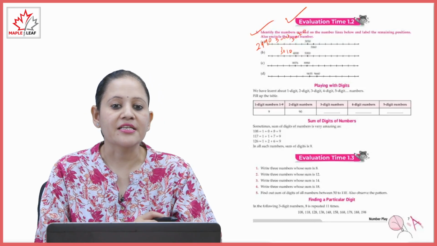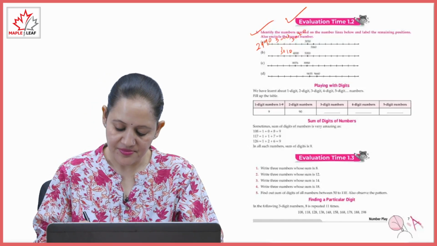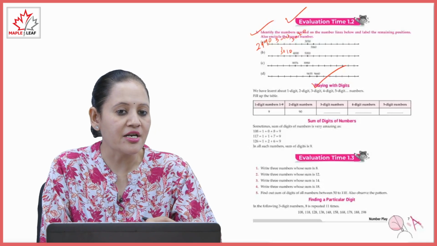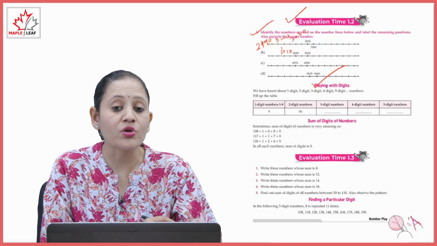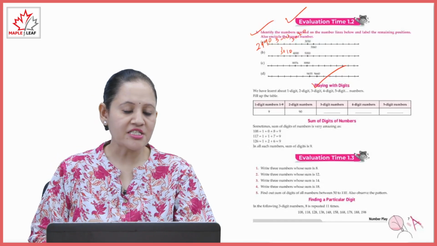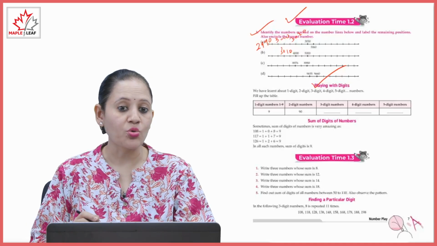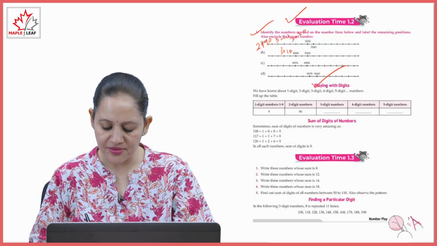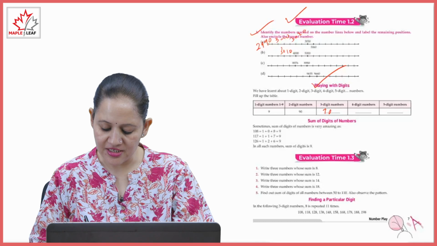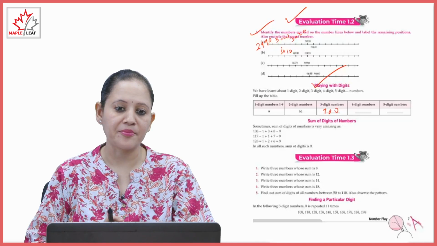Clear? Next, playing with digits. So we have learned about 1-digit, 2-digit, 3-digit, 4-digit and 5-digit numbers. So 1-digit numbers are 1 to 9, total 9 numbers. 2-digit numbers, 90. 3-digit numbers, 900. इस तरीके से आपको 4-digit and 5-digit numbers लिखने हैं.